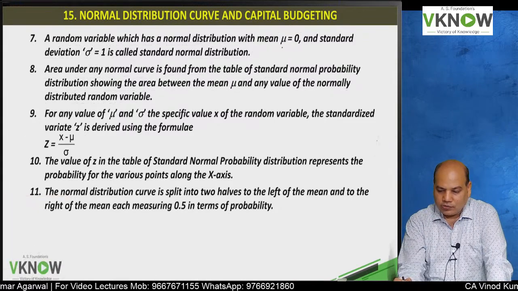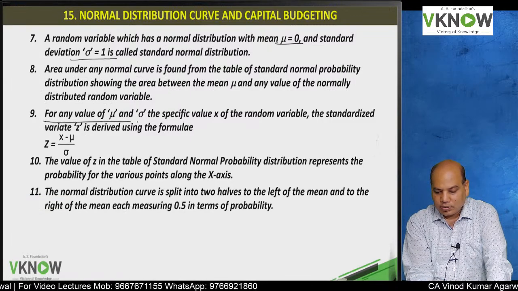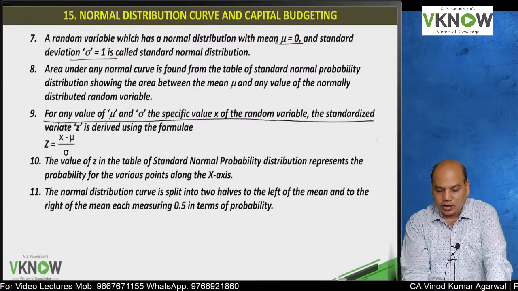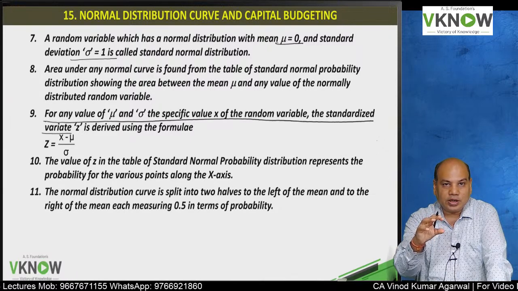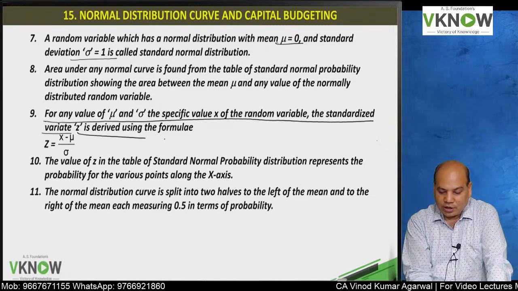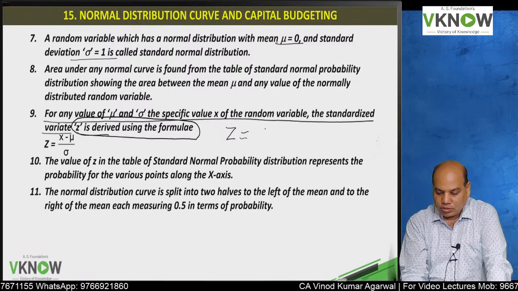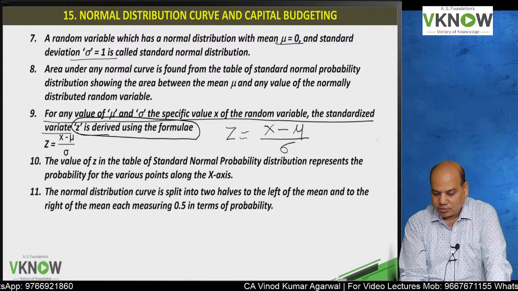If the mean is not 0 and standard deviation is not 1, then I have to convert them into standard format first. How do I convert a given data into standard format? I will compute z value. Z is equal to the given number that you want minus mu upon sigma.